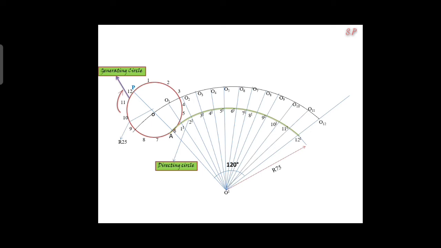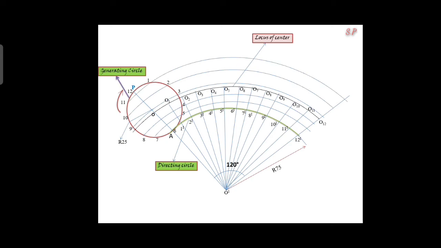After dividing the directing circle into 12 parts, you have to draw the locus arcs of the remaining points, 5, 7 and so on. O dash is the center and O dash 7 or O dash 5 is the radius. You draw the locus arc from the points 5 and 7. Next you draw the locus arc from the points 4 and 8, with O dash as the center. And next the 3, 9 locus arc. Next you draw the locus arc of 2 and 10. Next the 1, 11 locus arc.